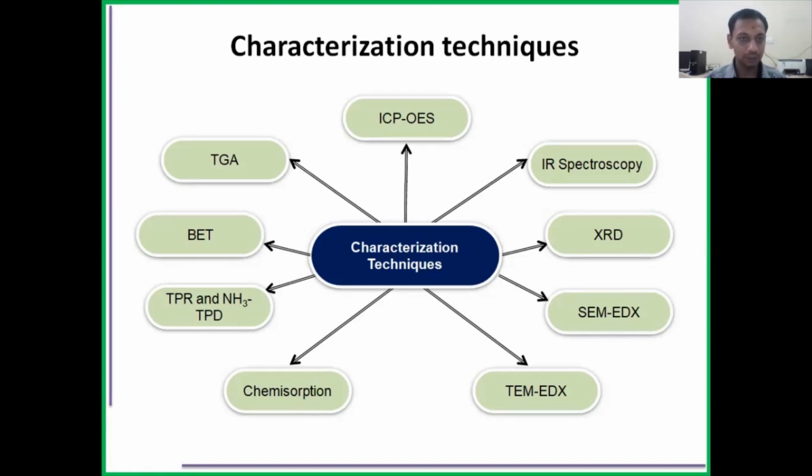BET, BET is Brunauer, Emmett and Teller. They gave the technique for getting the surface area, pore volume, and pore size distribution. So this technique is very important. TGA, thermogravimetric analysis, can give you the thermal behavior of different materials. In this way, we can get ideas of how the nanomaterials can be utilized. By checking the properties, by analyzing them, we can get the idea of how the nanomaterials can be utilized.